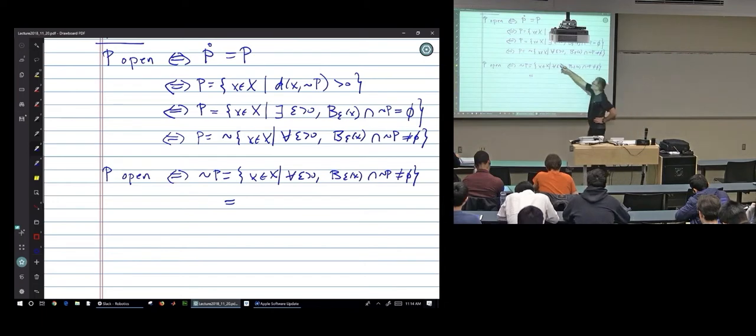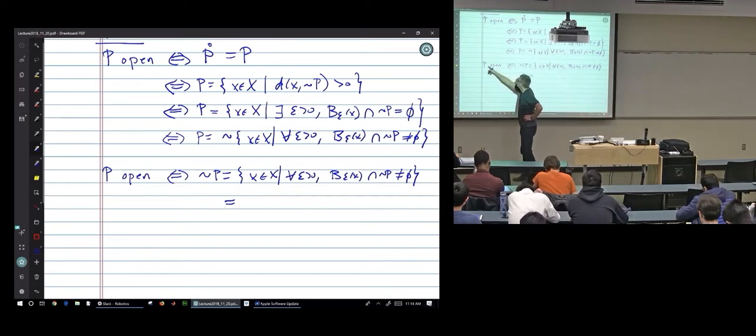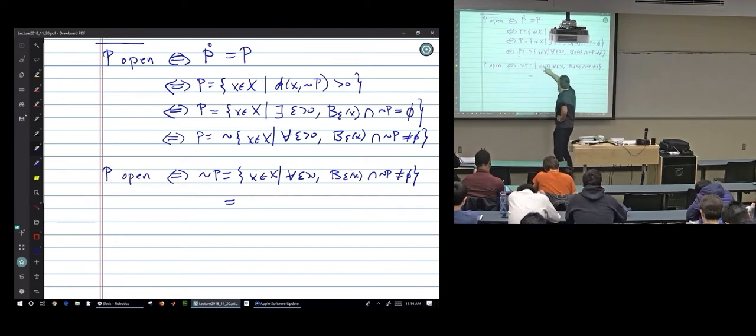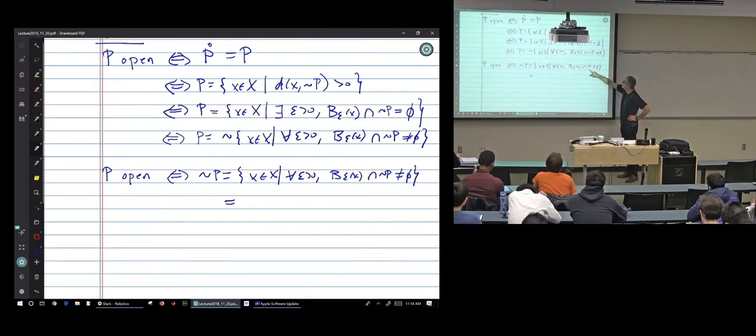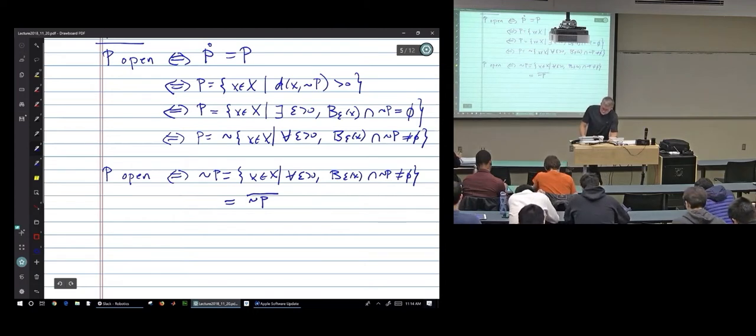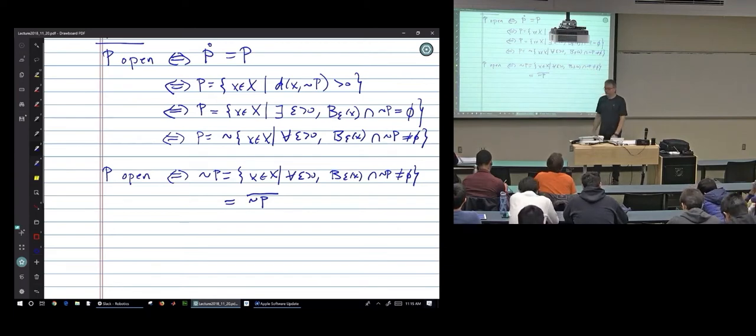Okay, so as long as P is open, all of these things are true. So as long as all the things are open, I complement this, I get the complement of a complement, so I get this. Now, what are all the points in X that are distance 0 from the complement of P? That's the closure of the complement of P. That's the set of all points that are distance 0 from the complement of P.